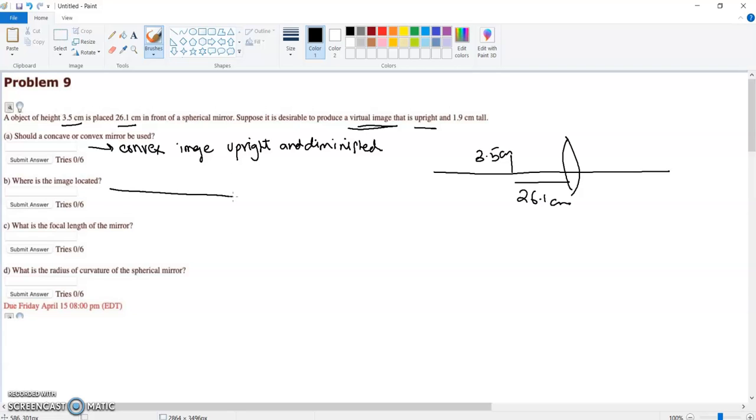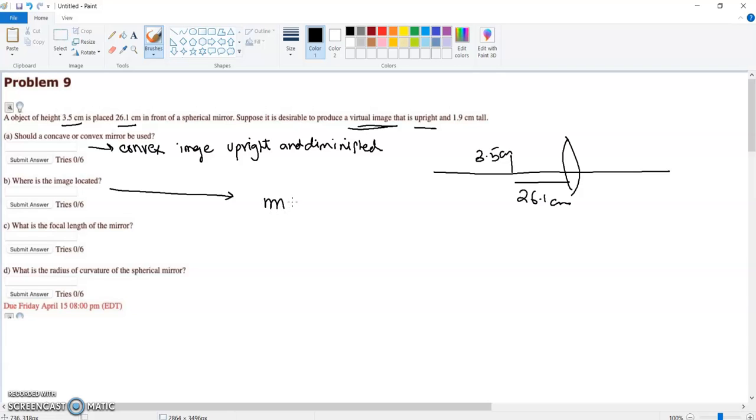Okay, let's try to solve part B. Where is the image located? So you need to find the image location. The image height is already known, which is 1.9, and the object height is also known. The distance is also known, right? So when two heights are known and a single distance is known, we are going to use the magnification formula in order to calculate the image location.